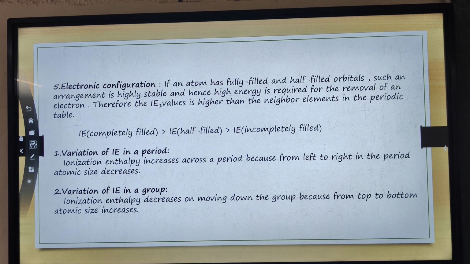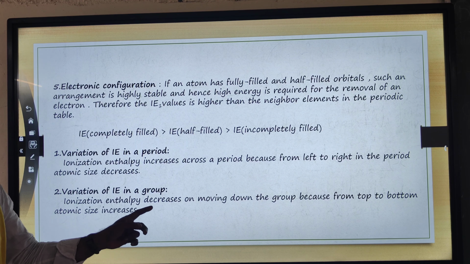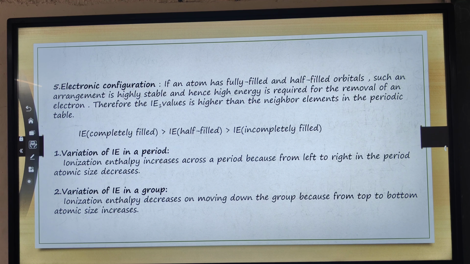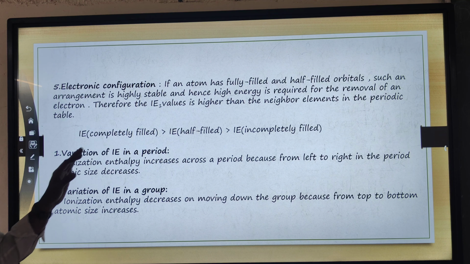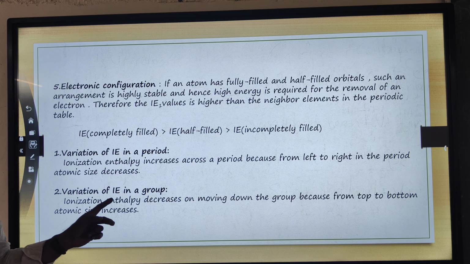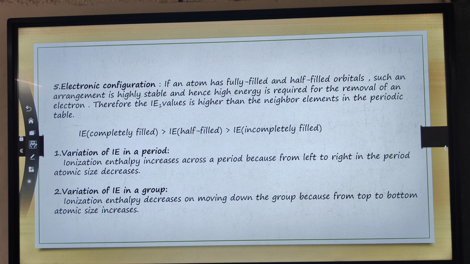Next, variation of ionization energy in a group. This is very similar to the period, but in reverse. It is the reciprocal of the changes in a period. Ionization enthalpy decreases on moving down the group, because from top to bottom atomic size increases. In a group, a new shell is added to the atom, that's why atomic size definitely increases. If atomic size increases, ionization energy decreases. That is it. So the variation of ionization energy in a period and the reason are noted, and the variation in a group and its reason are also noted here.